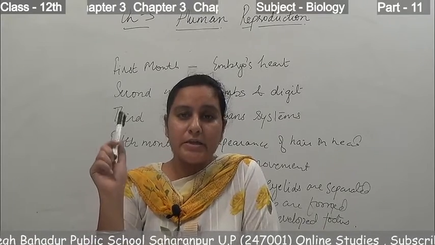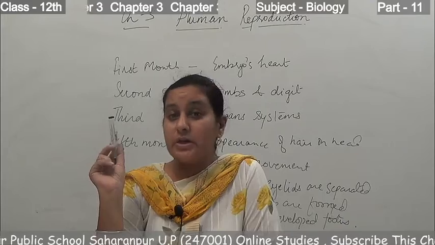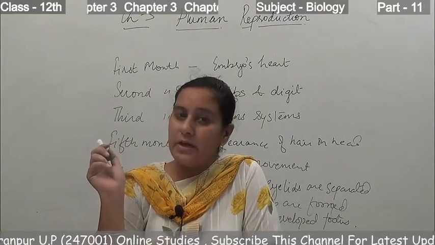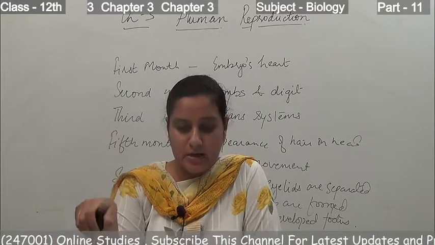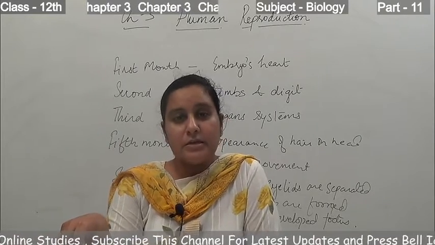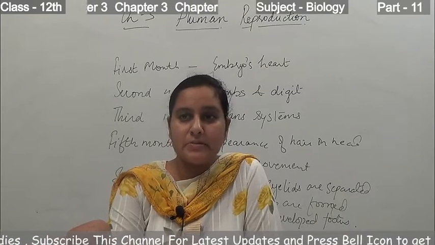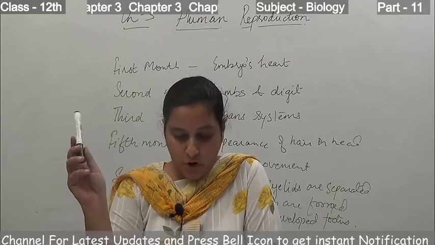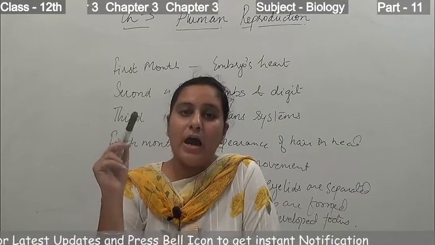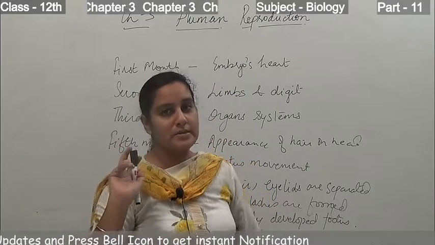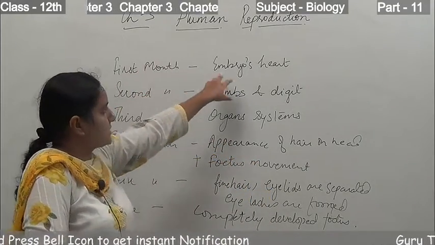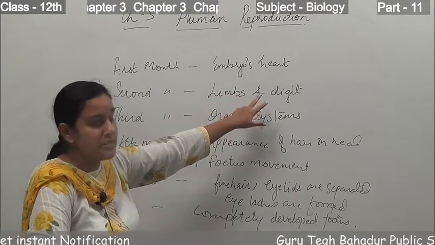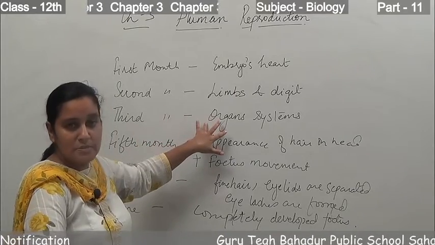After that, there is the inner cell mass of the blastocyst, which contains the three layers. First one is the outer one, that is ectoderm, inner one, that is endoderm, and the middle one, that is the mesoderm. After that, the inner cell mass contains the stem cells, which have the potency, that is the capability to form the tissues and the organs. After this, the process of the 9 months started, in which in the very first month there is the development of the embryo's heart. In the second month, there is the development of limbs and the digits. In the third month, the organ systems start developing.